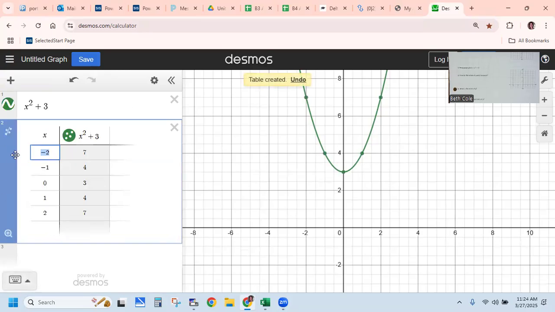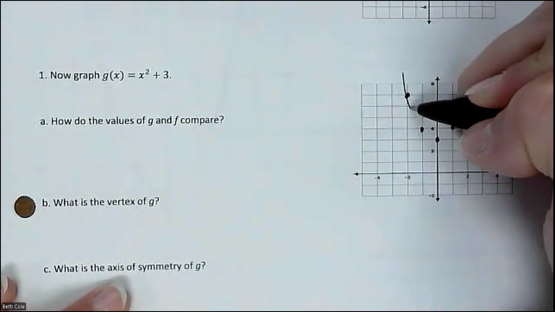-2, 7. Can you plot that for me? I can't have my paper and my calculator up here at the same time, so you're going to have to listen and take care of some of this on your own. -2, 7. We've got -1, 4. 0, 3, which is the one I really want you to notice. Do you see that? Instead of 0, 0, now it's 0, 3. You've got 1, 4, and you've got 2, 7. Are you also noticing the symmetry? That's the other thing that you need to notice here. So it's going to go like this.